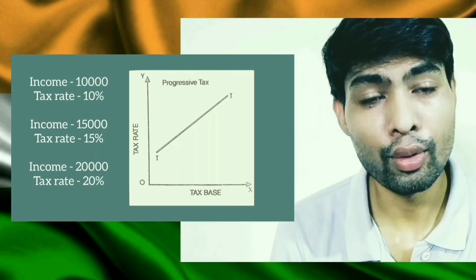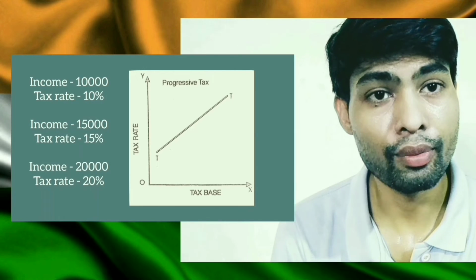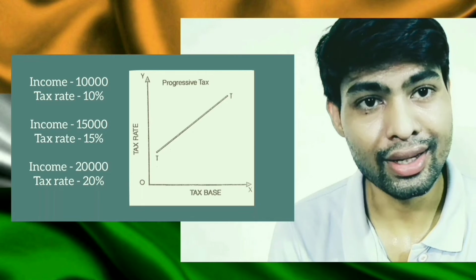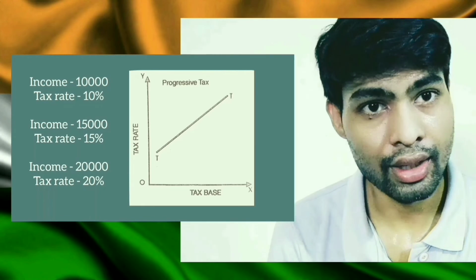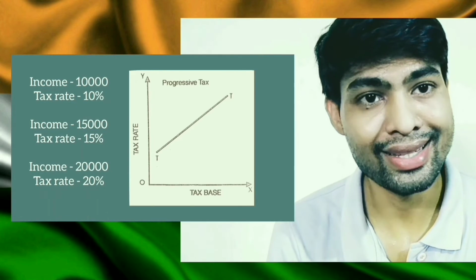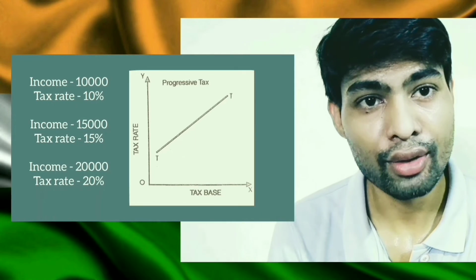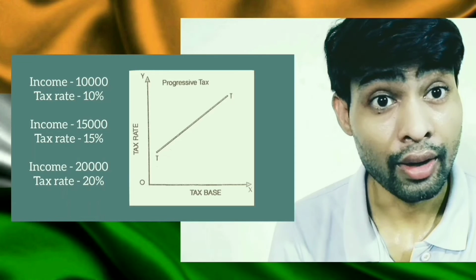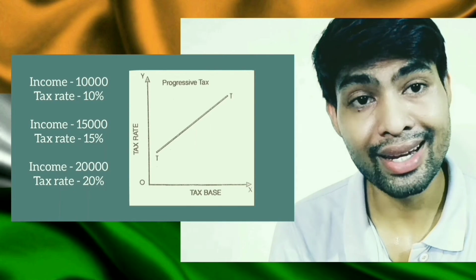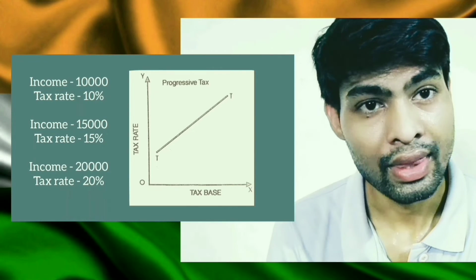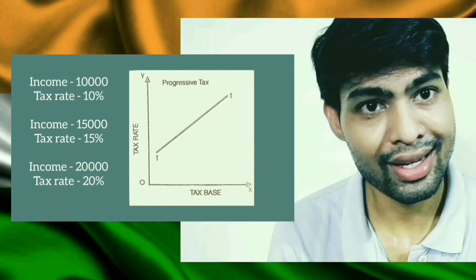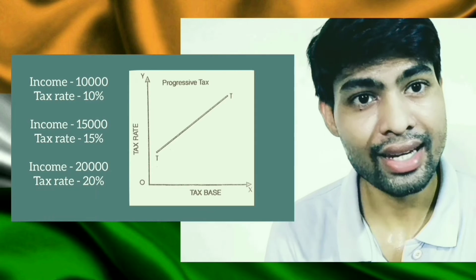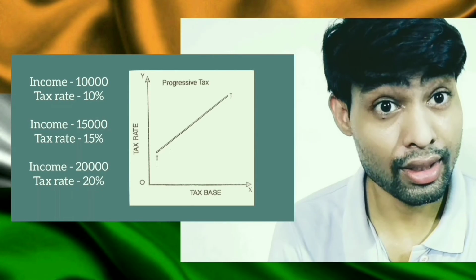For example, look at the diagram, there is a mention of progressive taxes, in which the rate of tax is 10% when the salary is 10,000. Suppose the salary increases from 10,000 to 15,000, the tax rate also increases to 15%. If the salary increases from 15 thousand to 20,000, the tax rate also increases to 20%, which means that if the salary is increasing, the tax rate is also increasing.